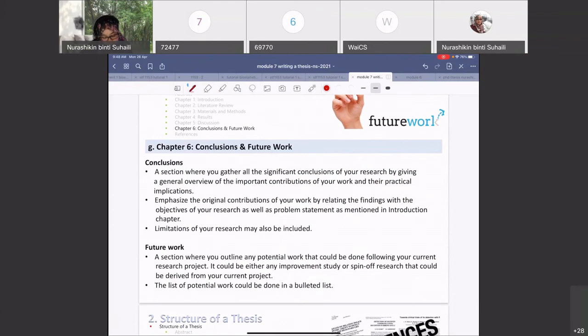Conclusions and future works. So the 6th chapter is conclusion and future works. It is divided into 2 sections. 6.1 is conclusion, and 6.2 you put future works or future recommendation. Conclusion should be a section that concludes or summarizes the results, the important findings. It's not just mentioning all the results, but you highlight the most significant findings. So that is the conclusion section.